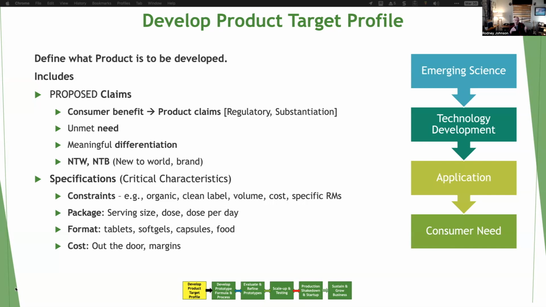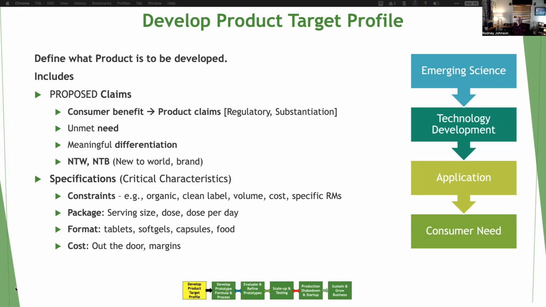The specifications for the product are really the critical characteristics of what it is that you're developing. What are the constraints? Does it have to be an organically certified product, or is it okay to have organically certified raw materials? Does it need to be a clean label? Is there a certain volume expectation or cost? And specific raw materials need to be excluded or included. Whole Foods has a long list of raw materials that cannot be included in their products. So that's another consideration that would go in a product profile.